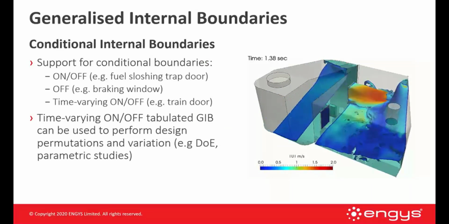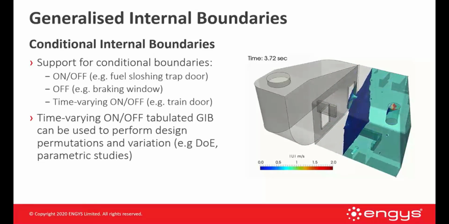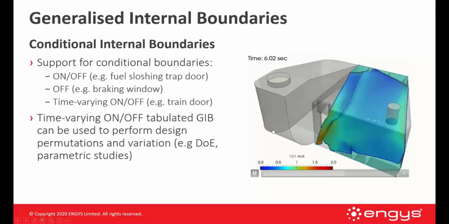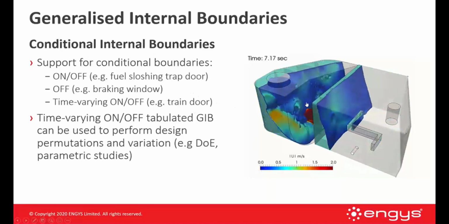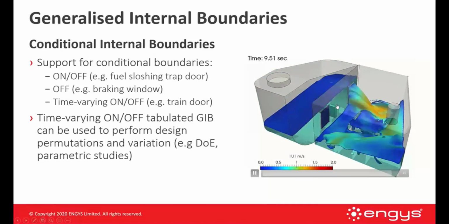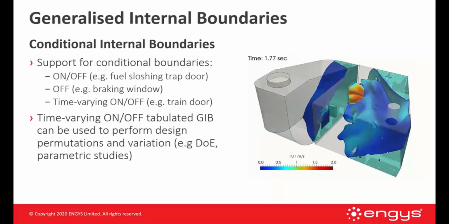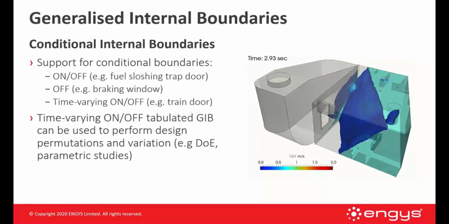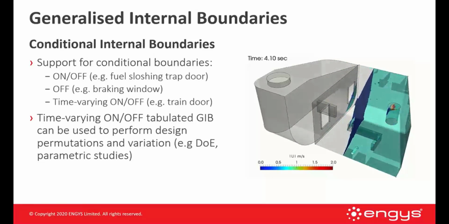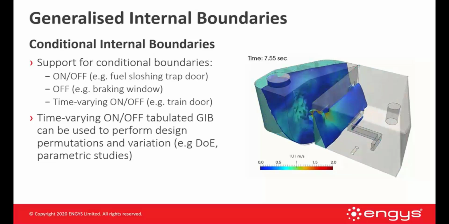In addition to complex motion, we also have GIB for conditional boundaries. So, for example, in this particular case, we have in this animation an example of a fuel sloshing trapdoor. So you can see here there are some openings. There are some doors here that behave like an opening or a wall, depending on some specific options. So you can have, for example, as a criterion, the pressure difference between the two sides or velocity falling below a specific threshold value and things like that.